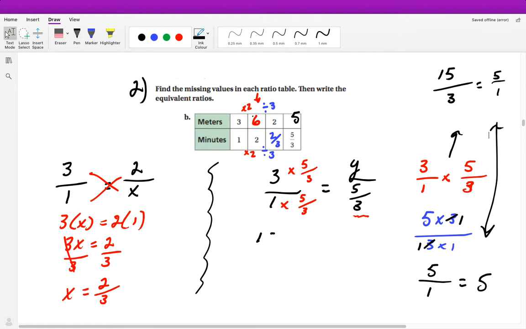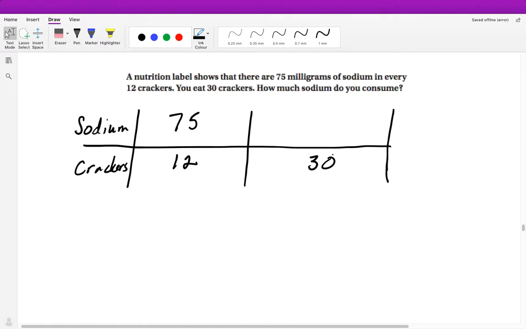All right, so that is it now, just solving and completing these tables. Now we're going to go ahead and solve some word problems. All right, so for this next one, this is number 3, it says a nutrition label shows that there are 75 milligrams of sodium in every 12 crackers. You eat 30 crackers. How much sodium do you consume?